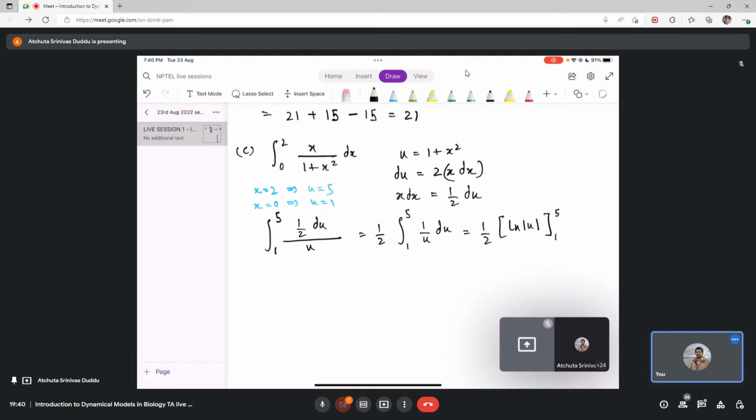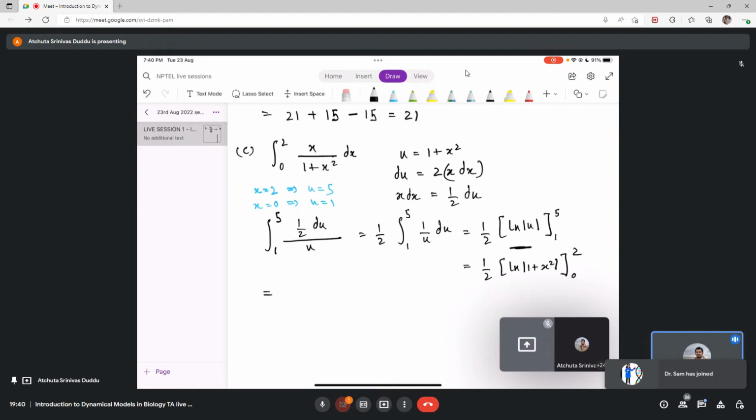Alternatively, you can just have them as 0 to 2, but then you have to convert in the final step the variable written here in u back into x, and then solve this definite integral. That is to say, either you solve it in this way, or you write half of ln mod 1 plus x square and then write the limits from 0 to 2. So you'll have to write it in either way.